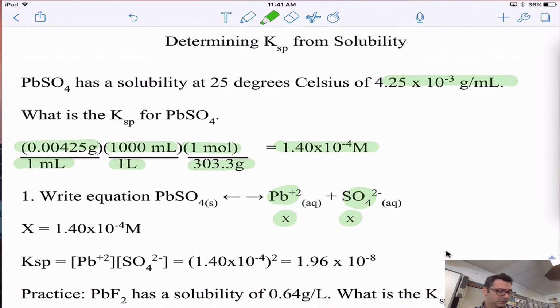But we already know x because we know the molarity, and so we can just plug that into our Ksp, multiply them out, and solve. And we'll get 1.96 times 10 to the negative 8th.